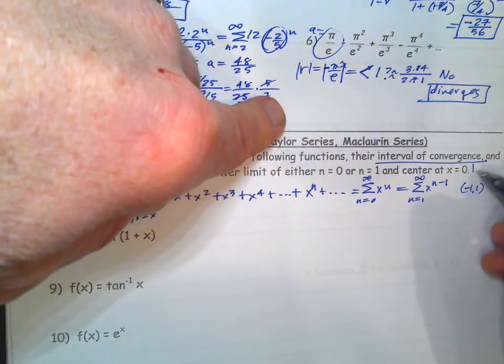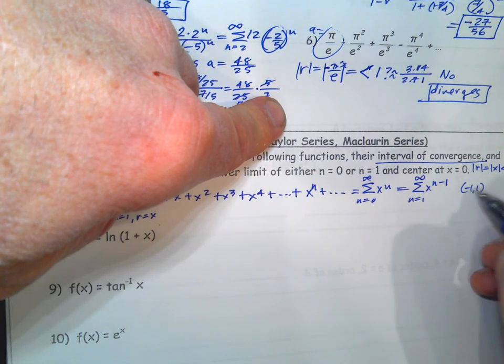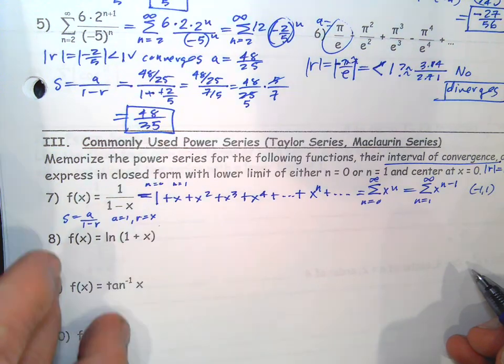Okay, the interval of convergence is -1 to 1. The way we find that is the absolute value of r, which is absolute value of x, has to be less than 1, and that's what you get, -1 to 1, interval of convergence.